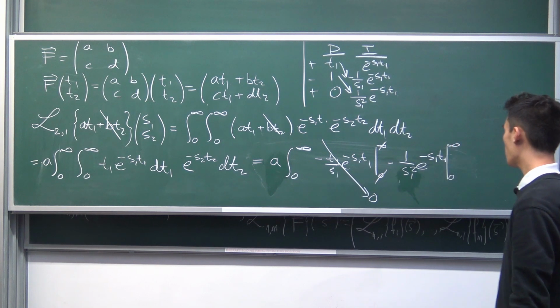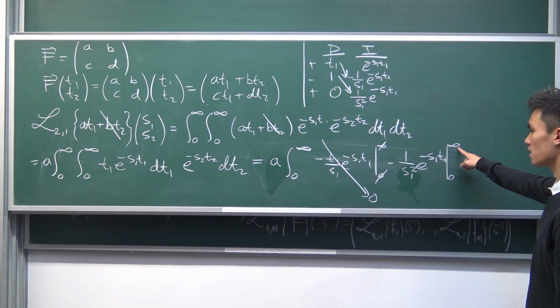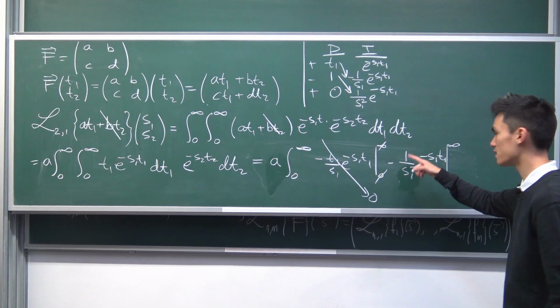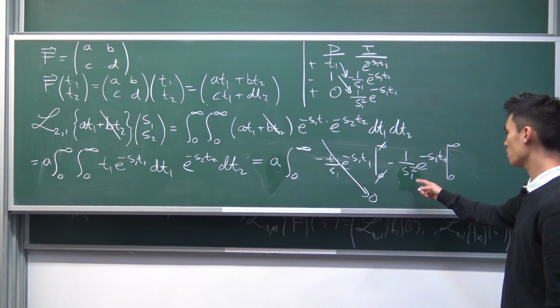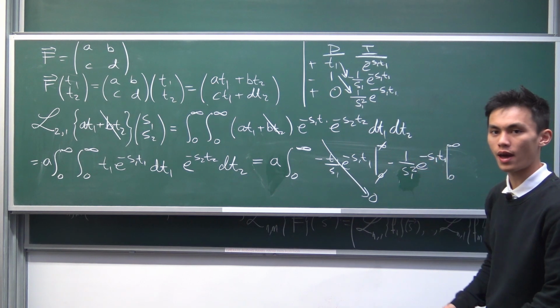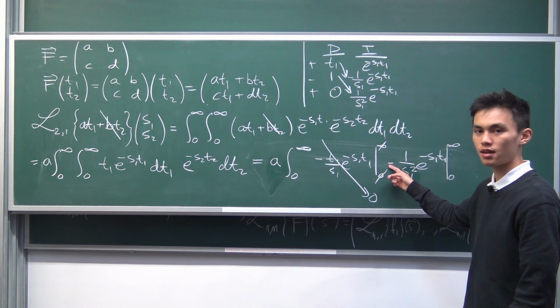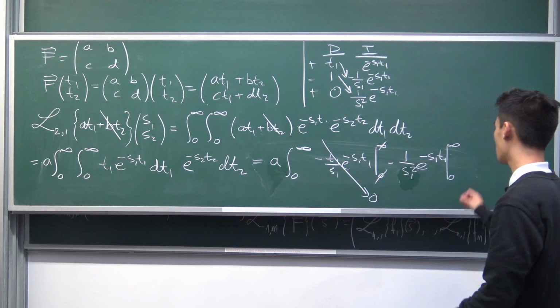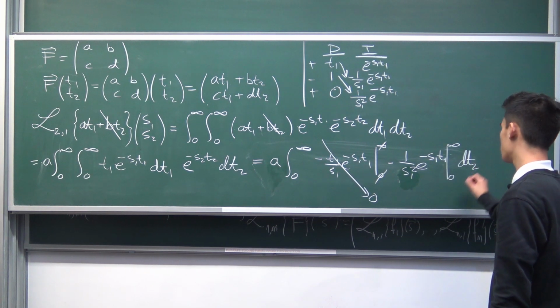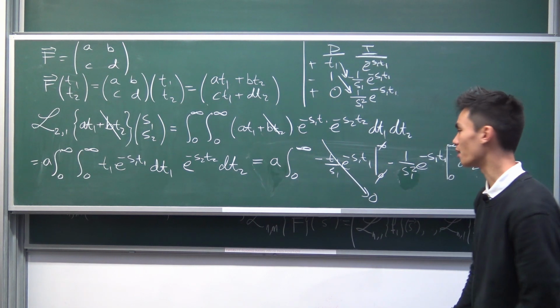What happens if you plug in infinity? Well, you're going to get 0 because of this exponential factor. If you plug in 0, e to the 0 is 1, so you're left with 1 over s1 squared. And you may think, well, where's the negative? Well, in the second part of integration by parts, we also get a negative, so it cancels. If none of that made sense, just write it out on a piece of paper, and it should make perfect sense.